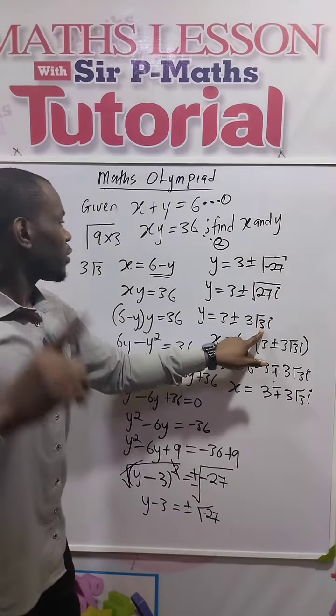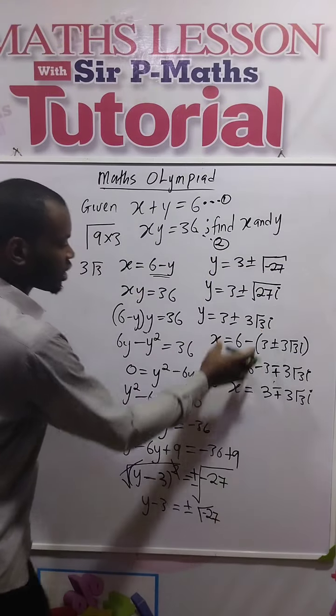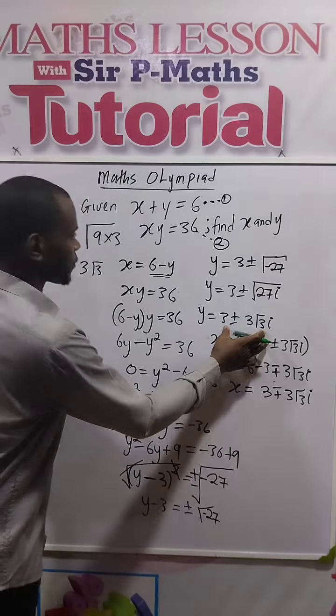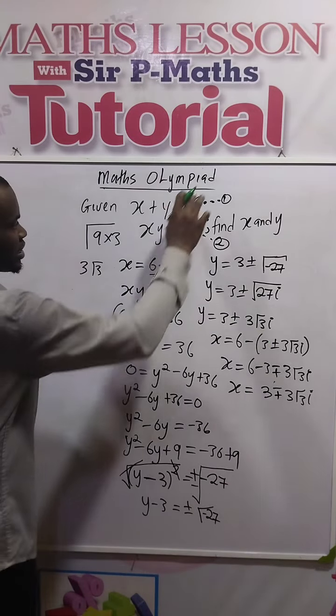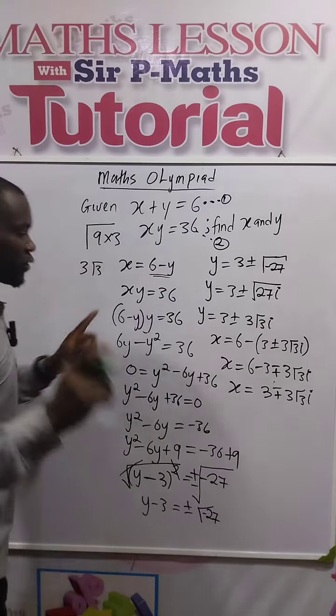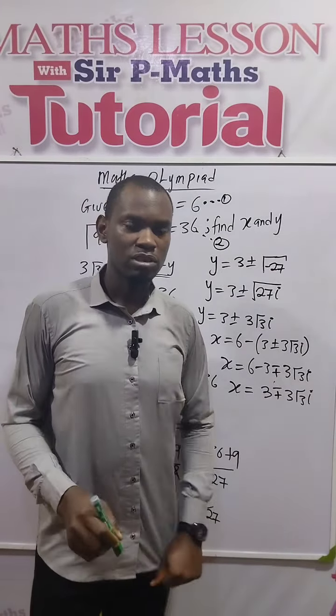Now I want to give you an assignment. If you want to test if this value is correct for x and this value is correct for y, substitute them in this expression. You will see that you are getting a positive 6. Try it. If you get it right, drop your answer in the comment section and then I'll see it.